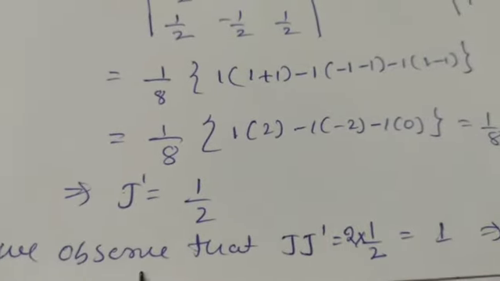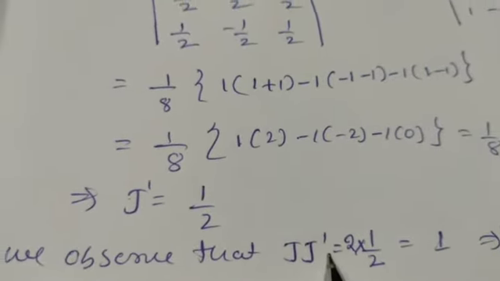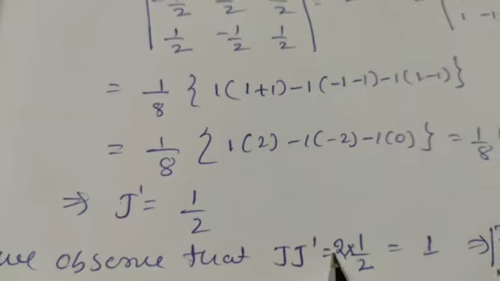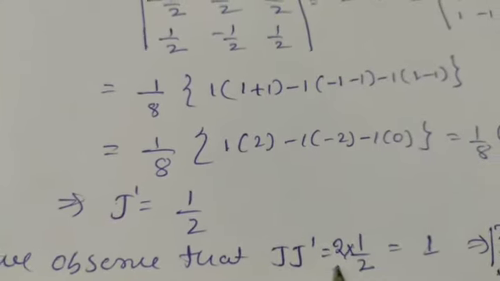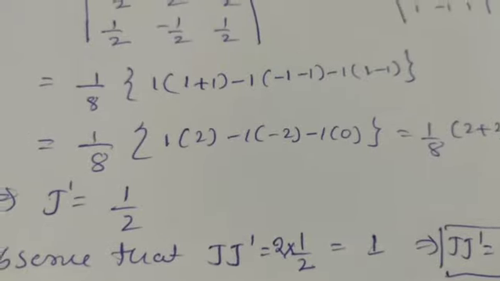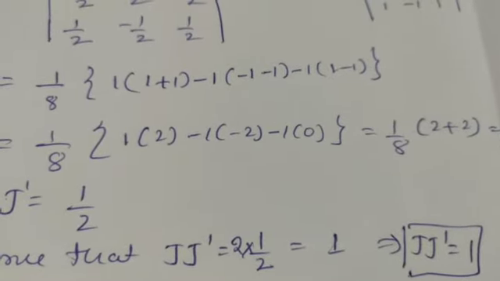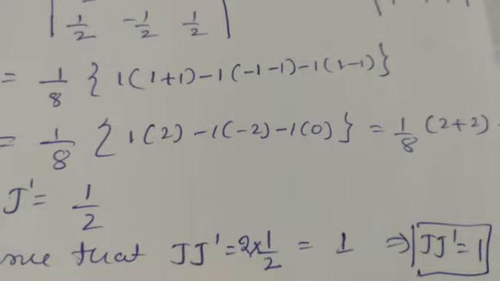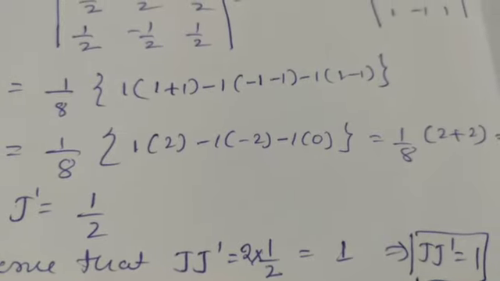Now we observe J into J dash: we have found J as 2 and J dash as 1/2. Multiplying these two we get 1. So this implies J into J dash is equal to 1. So this completes the solution of this problem.